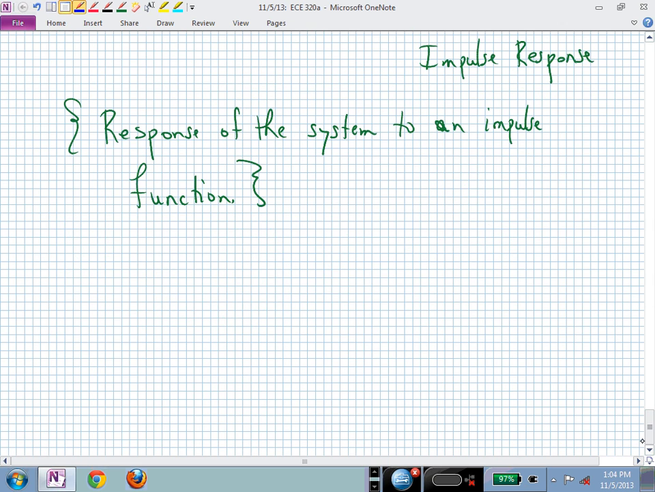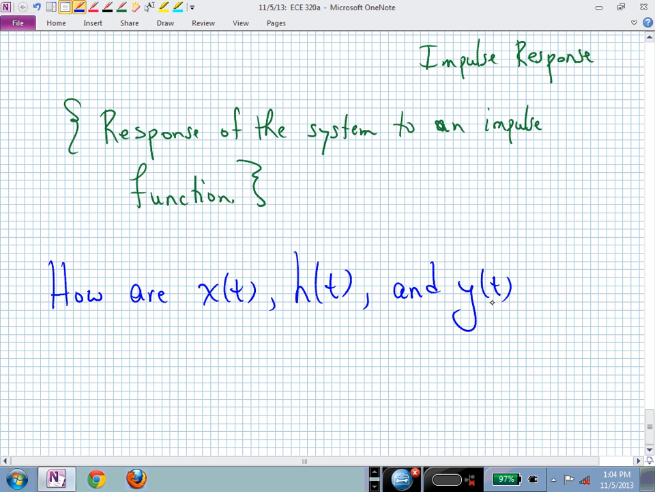How are these signals related in the time domain? How are the input, x of t, the impulse response, h of t, and the output waveform, y of t, how are they related in the time domain?